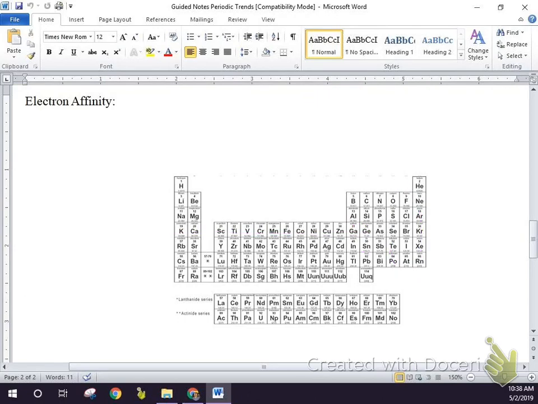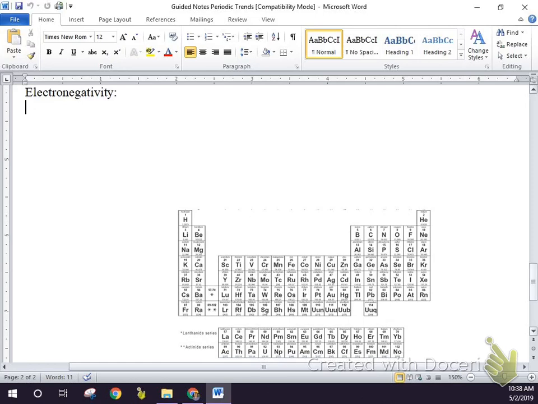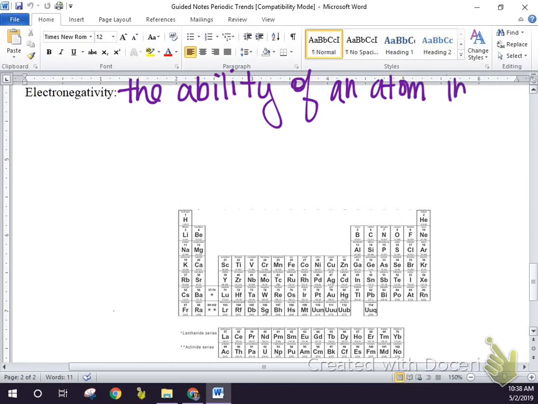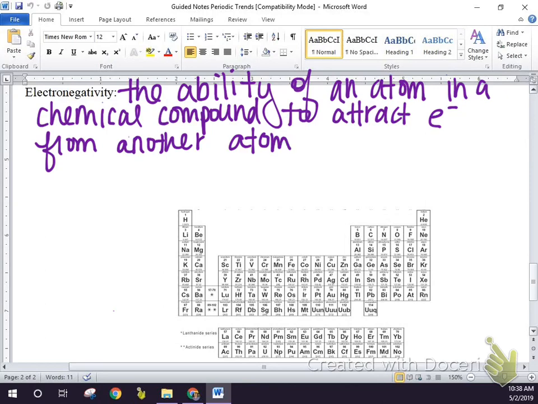Last one is electronegativity. Have we talked about electronegativity much? Not a whole lot. Anyone know what electronegativity is? Or how to describe it? Not just negative electron. Okay, electronegativity. I'll give you the fancy definition, kind of. The ability of an atom in a chemical compound to attract electrons from another atom in that compound.